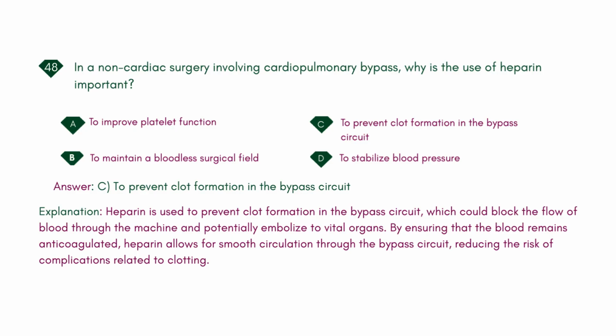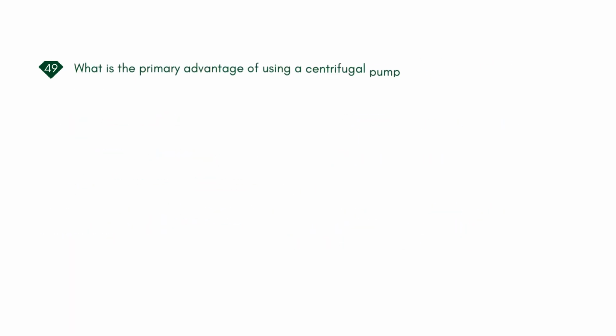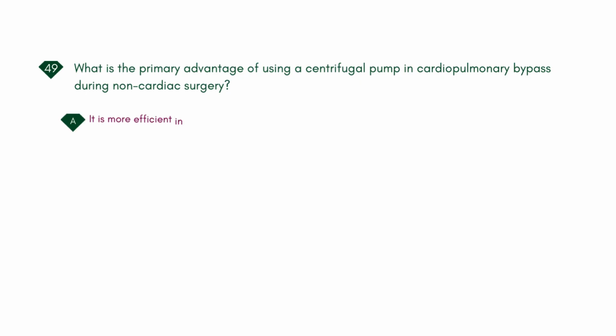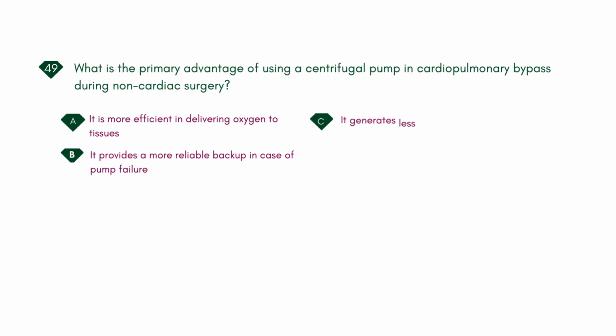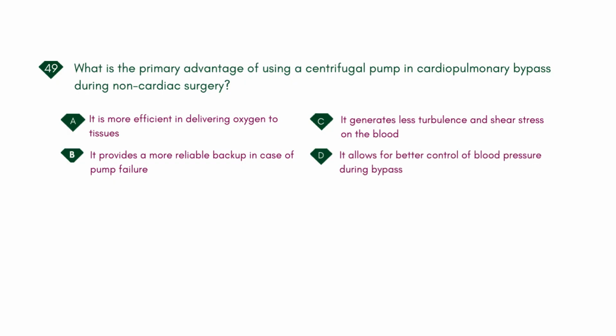What is the primary advantage of using a centrifugal pump in cardiopulmonary bypass during non-cardiac surgery? A. It is more efficient in delivering oxygen to tissues. B. It provides a more reliable backup in case of pump failure. C. It generates less turbulence and shear stress on the blood. D. It allows for better control of blood pressure during bypass. Answer: C. It generates less turbulence and shear stress on the blood.